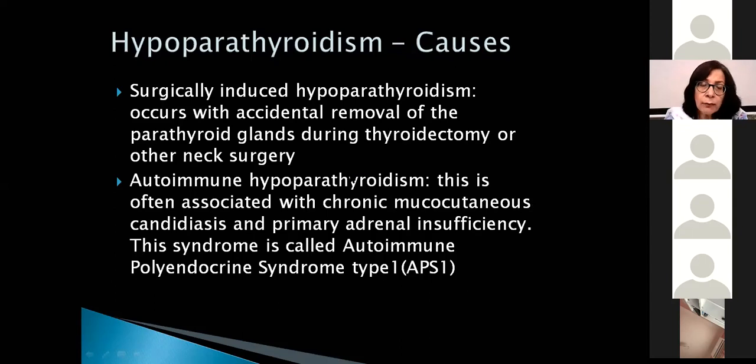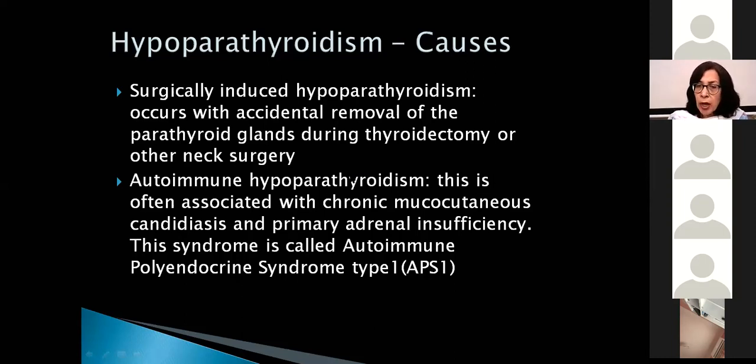Okay. Now we come to hypoparathyroidism. Causes of hypoparathyroidism, most common cause is surgically induced hypoparathyroidism. A thyroidectomy is going on, the patient is being treated for some thyroid disease, the thyroid gland is being removed. Because the parathyroid glands are tiny glands present behind the thyroid, they may be removed accidentally. Or in other neck surgeries, they may be removed, or sometimes they are mistaken for lymph nodes. They are tiny nodes, so they are accidentally removed.